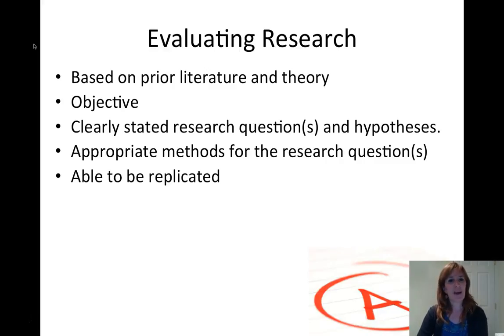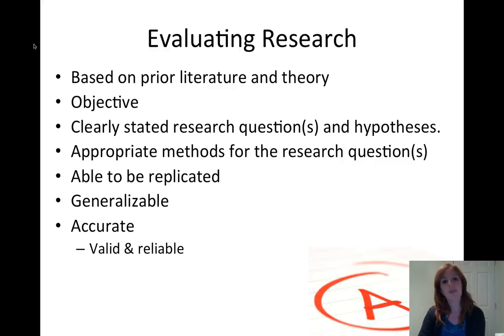For those of you who haven't seen it yet, and maybe I'll link to it, there is a great John Oliver piece about replication in science, and so our ability to replicate research is a key piece of evaluating that research, even if we don't actually do that replication very much. The research should be generalizable in terms of having an impact and being able to say that this is important for more than just the people who were in this research study.